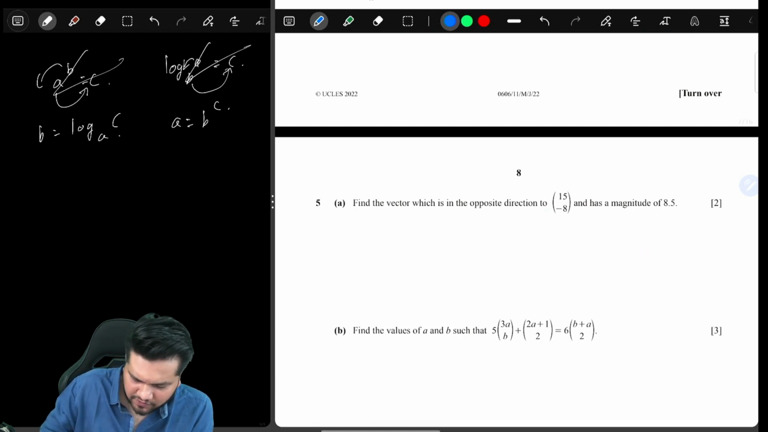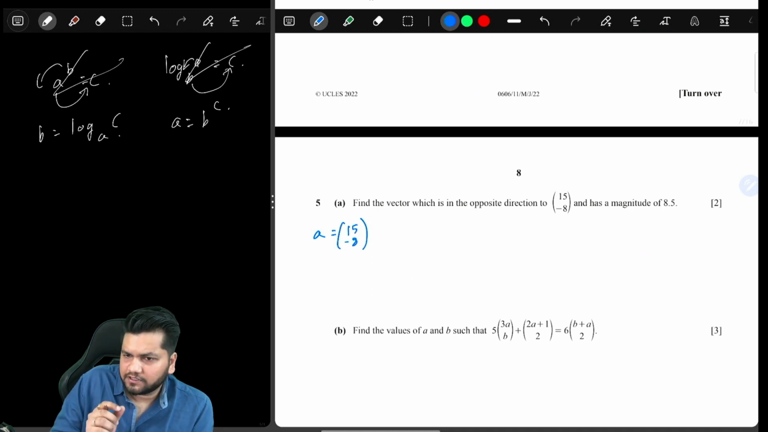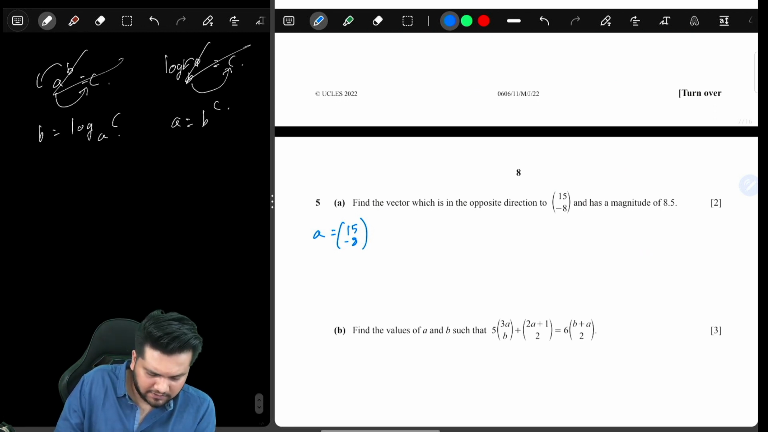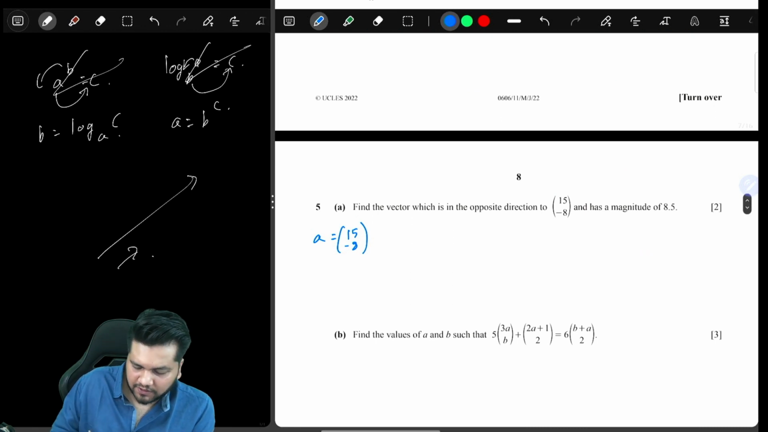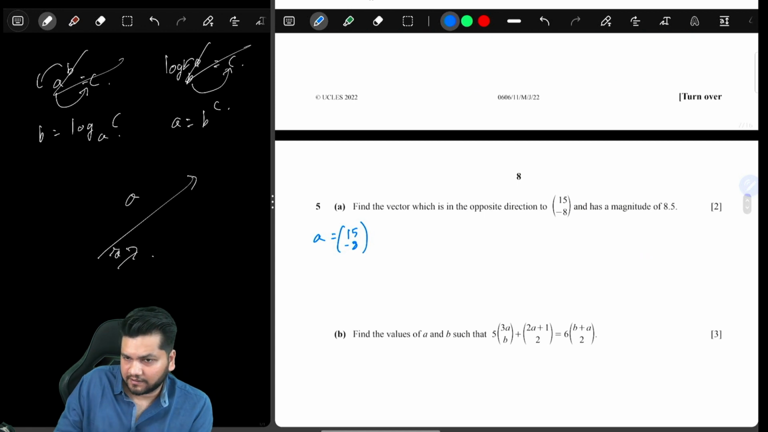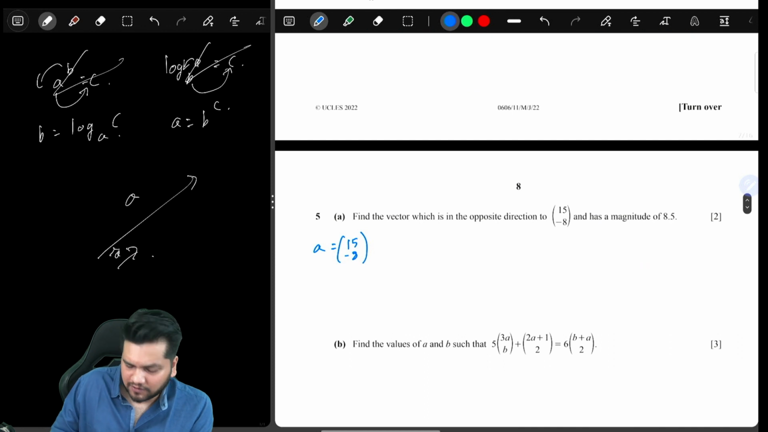So first of all, let me consider this vector as a, so we have a as (15, −8). We'll first find a unit vector in a's direction, so this is a cap. All you have to do is divide by the magnitude, because if the magnitude of a is 10, and I divide by 10, a scalar multiple of 1/10, we'll get a unit vector.